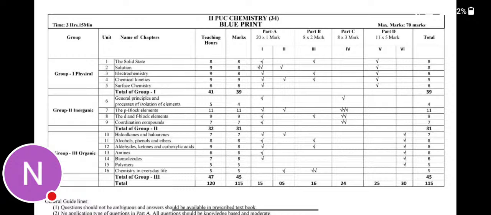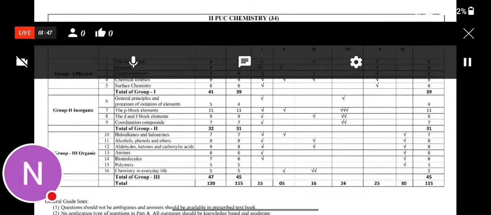Next, the second chapter is solutions. Total teaching hours is 9 hours for this chapter, and 8 marks are allotted. In that, the first main 1 mark question has 2 questions, and the second main, also 1 mark, has 1 question. So totally 3 marks here, plus 5 marks for 1 question from this chapter in part D. So total it is 8 marks from this chapter.